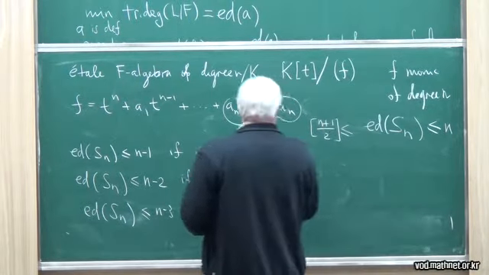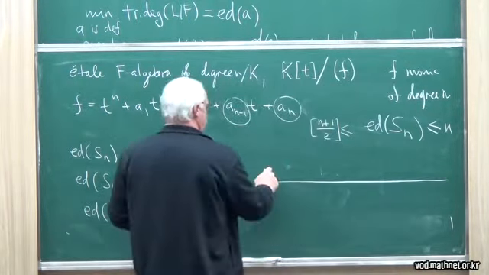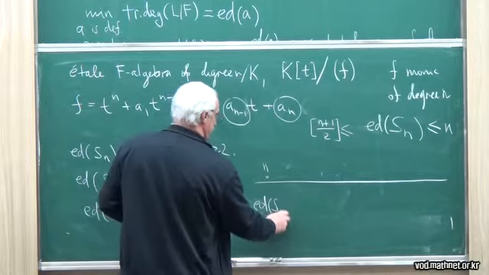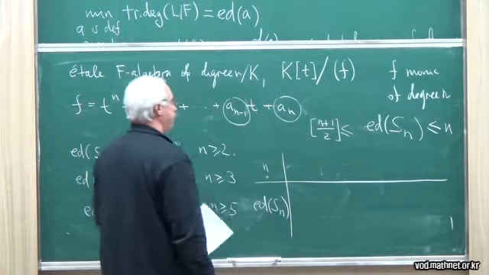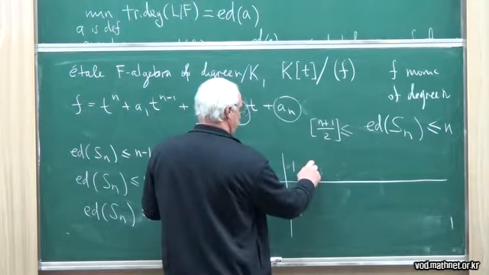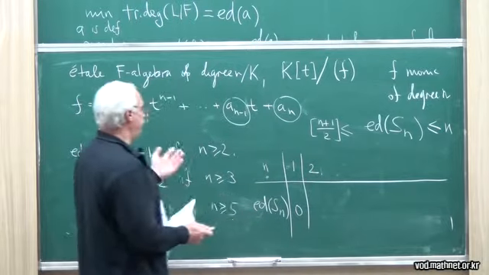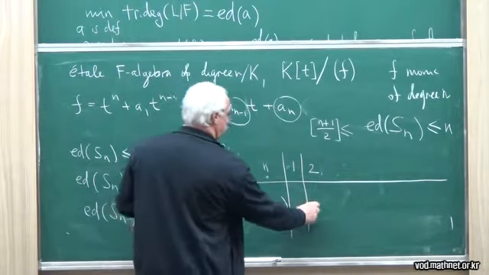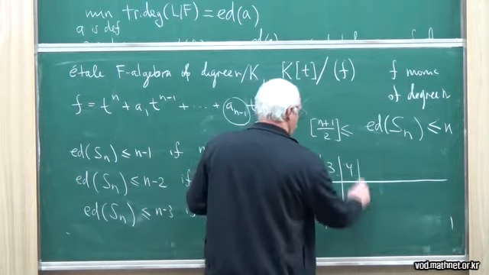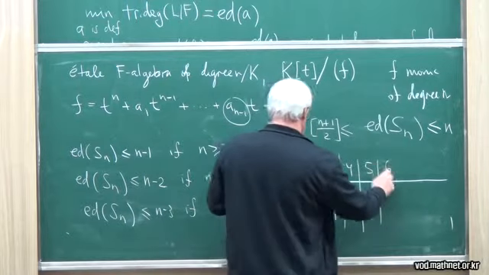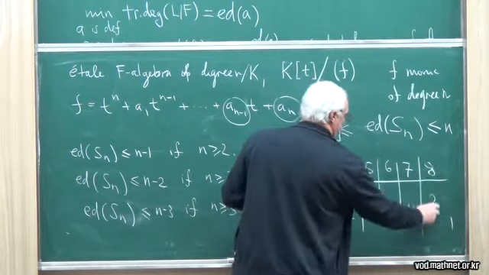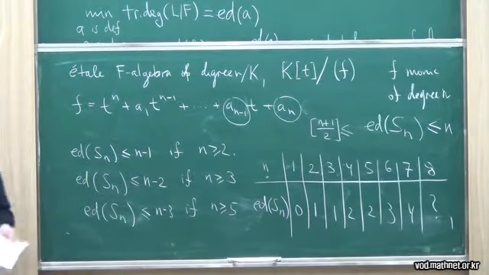So here is the list of values of the essential dimension which are known. Here is n, and here is the essential dimension of the symmetric group Sn. For 1, it is 0. For 2, when you have the quadratic polynomial, you can eliminate the linear term, so it is 1. For 3, it is 1. For 4, it is 2. For 5, 2. For 6, 3. For 7, 4. Okay. And for the other values, it's still unknown.